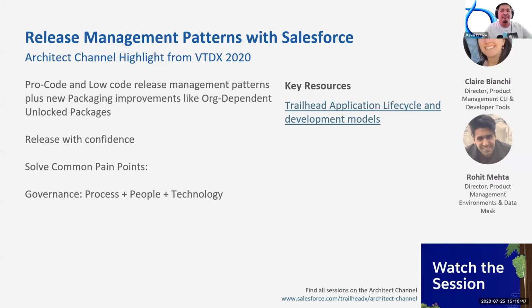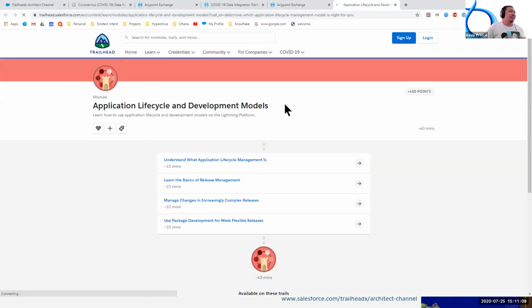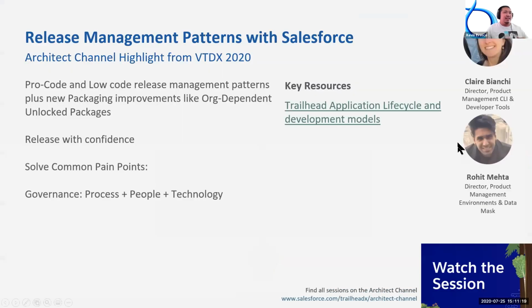This release management pattern would help us release features and products with confidence, minimizing or solving the common deployment issues, less, if not no more, changes getting overwritten, bugs getting into production, and knowing which teams own what code. To learn more about this release pattern, just go to Trailhead and look for this module, the Application Lifecycle and Development Models. So for this one, thanks to Claire and Rohit for sharing this very cool announcement.